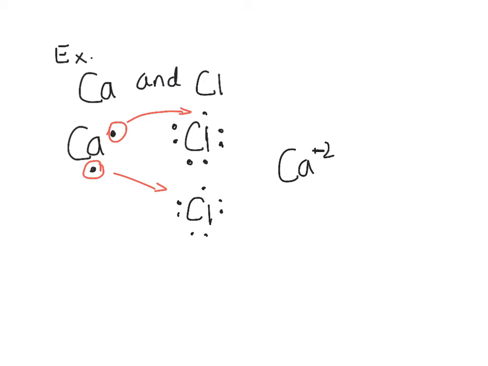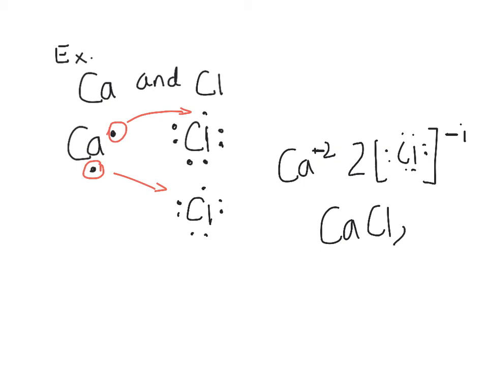With a +2 charge, and I need 2 chlorines, each of which is going to look like this. It's going to have a full valence shell, and it's going to be a -1 charge. And so when we go to write the formula for this, I need 1 calcium and I need 2 chlorines, so I can put a subscript of 2 after the Cl. And so what we end up with is CaCl2.